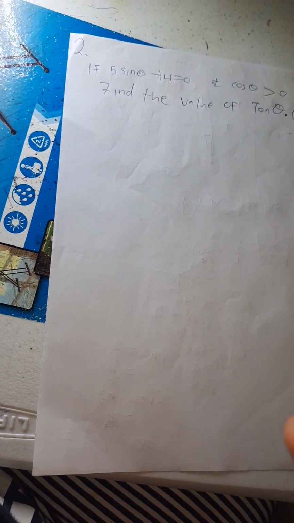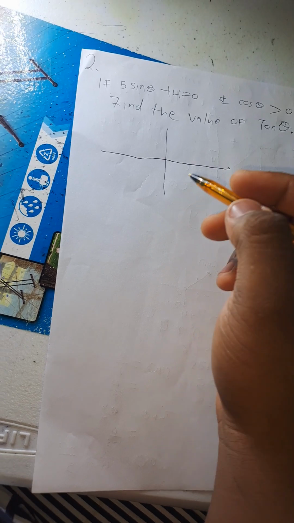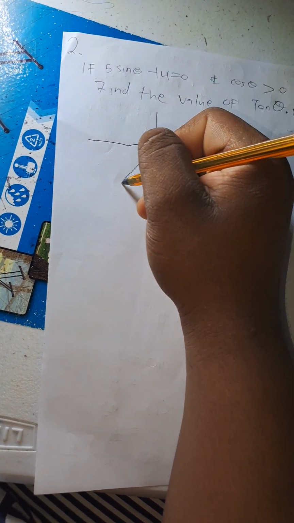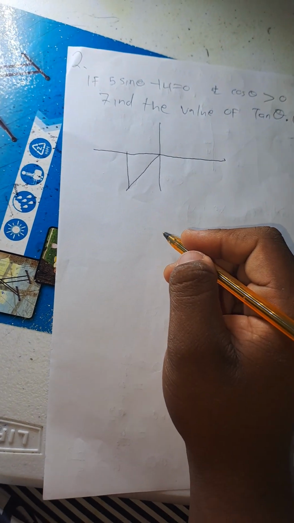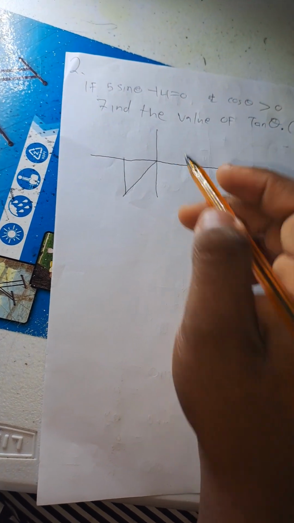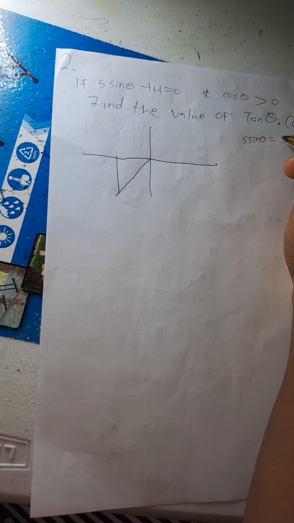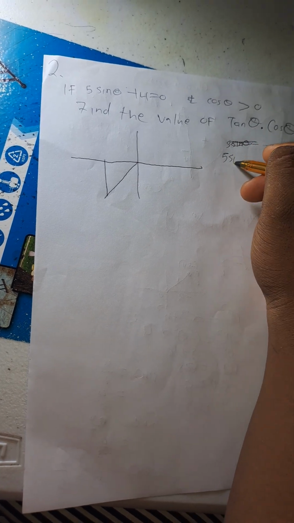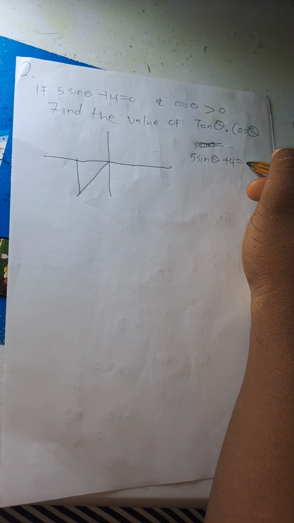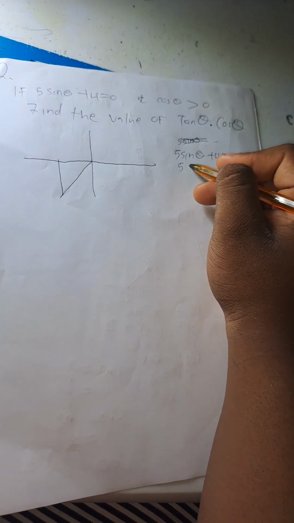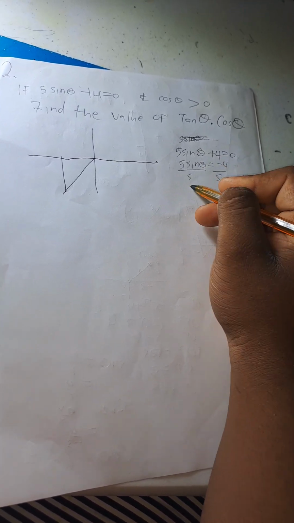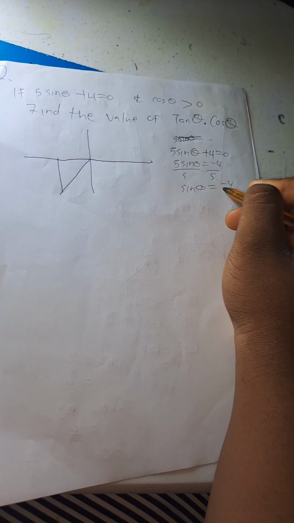So check this thing. I have to draw my Cartesian plane, and then now they say it's greater than, so let me just choose this side. Okay, and then before everything I have to solve this. Let me solve that. 5 sine theta plus 4 is equal to 0. Let me do my maths. 5 sine theta is equal to minus 4. Divide everything by 5. Then my sine theta is equal to negative 4 over 5.